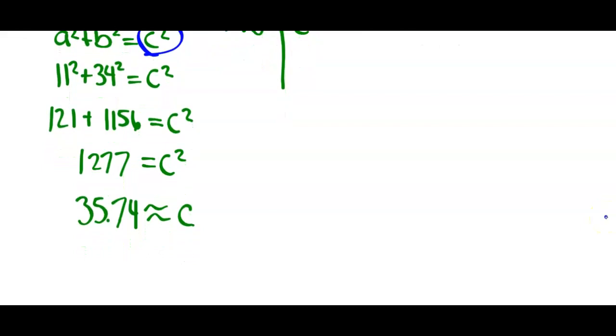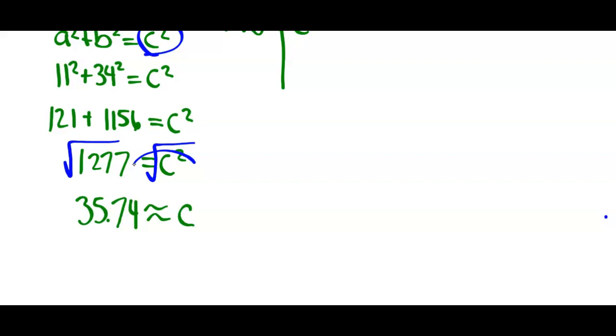1277. When I look at that, I now need to undo that square. How do I do that? I take the square root of both sides. The square and square root will cancel and I'll get C by itself. When I take the square root of this, using my calculator, I am going to get a decimal. We aren't going to write this in standard radical form when we're doing Pythagorean theorem. Instead, we're going to do a decimal. Okay, what about that second one?